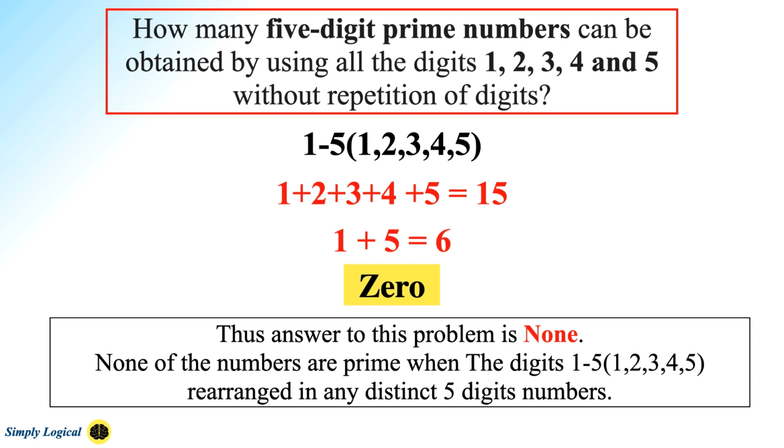So to summarize, the sum of numbers from 1 to 5 is 15 and therefore can be divisible by 3. Since the number of factors is more than 2, none of the numbers are prime. Hope you understood the solution. If you have not understood the solution, please watch it again and let me know if you have any questions. I will try to address them as soon as possible.